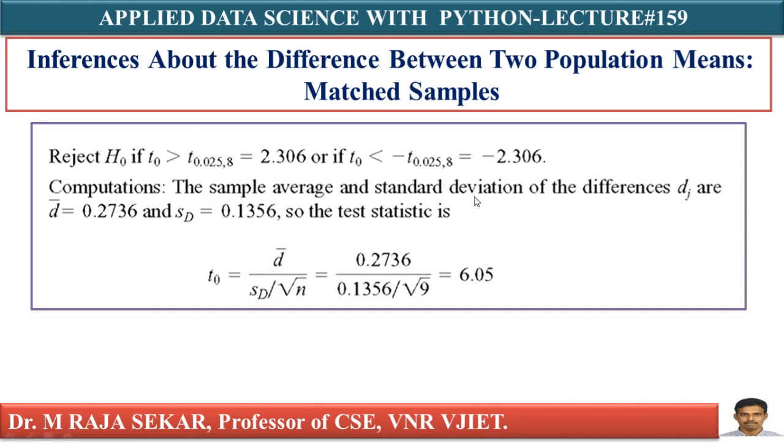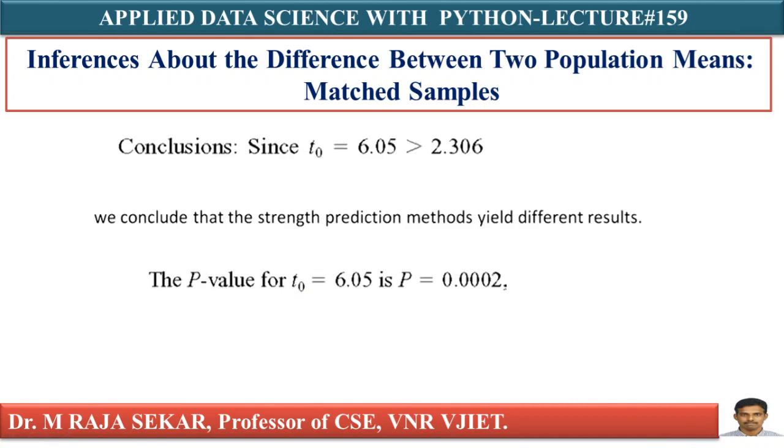How did you get that 6.05? By applying that formula. Here my conclusion: your calculated value 6.05 is greater than the tabulated value, isn't it? The calculated value is greater than 2.306. We conclude that the strength prediction method yields different results. It means you are rejecting the null hypothesis.